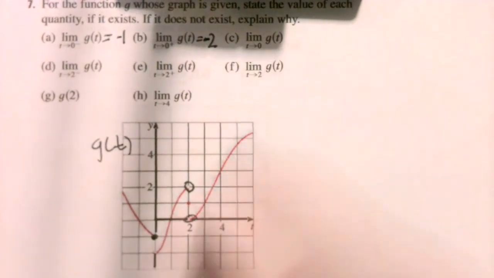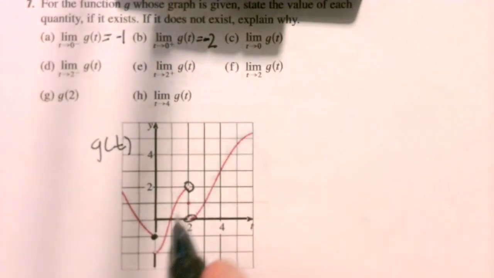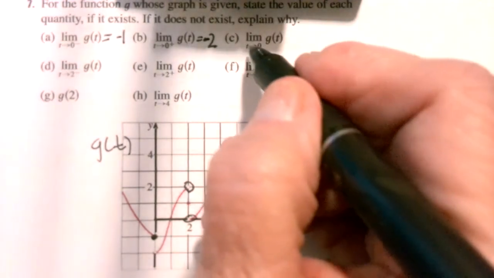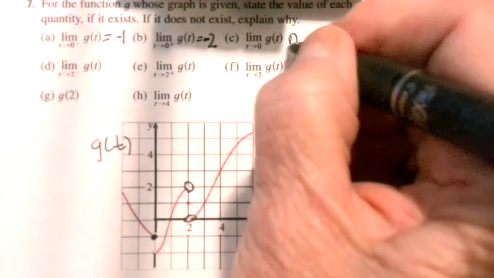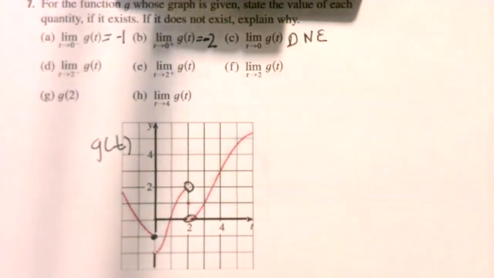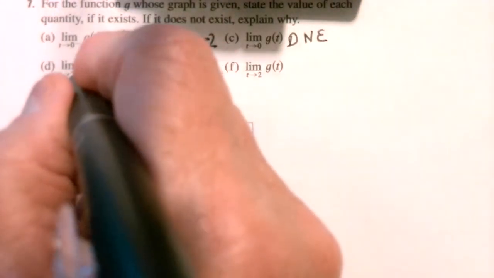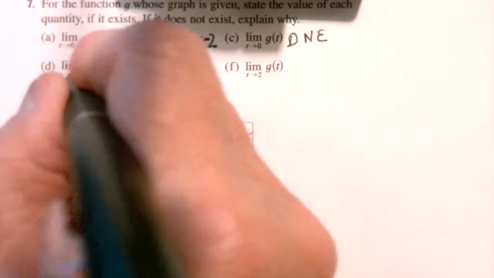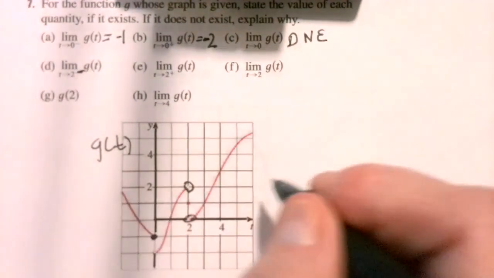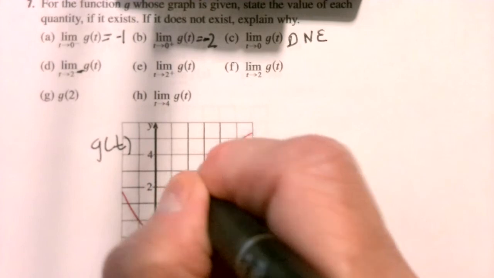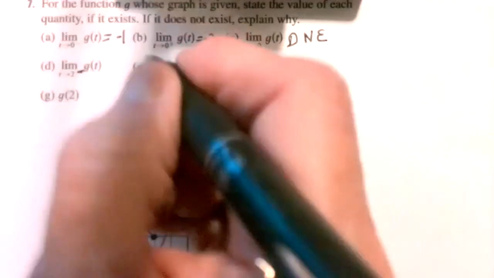Okay, then what's the limit as t approaches 0? Well, for the general limit without the plus or minus to exist, you have to be coming into the same place from the left and the right. And you can just see visually that they're not coming into the same number. So this does not exist. Okay, then we've got the limit as x approaches 2 from the left. I hope y'all can see that. So we're looking right here. What's the y value? The y value is 2.